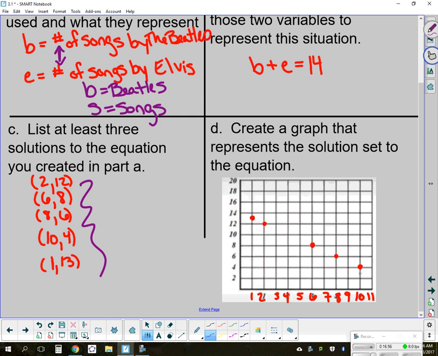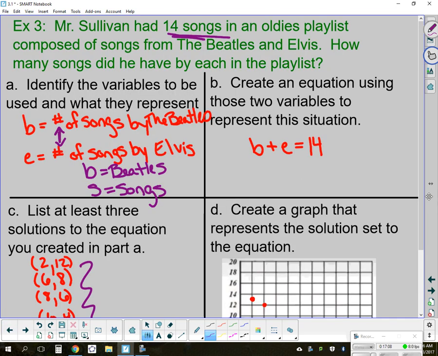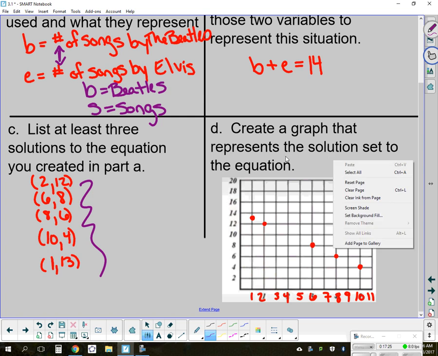Would we have an infinite amount of solutions on this problem? And this is where question E comes in. Compare your solution sets of examples 2 and 3. How are they alike and how are they different? Technically on this problem, you would only have integers as an answer. Actually, you could be more specific here, we only have whole numbers for our solutions, 1, 2, 3, 4, 5, 6, etc. We would not have decimals, we would not have fractions.